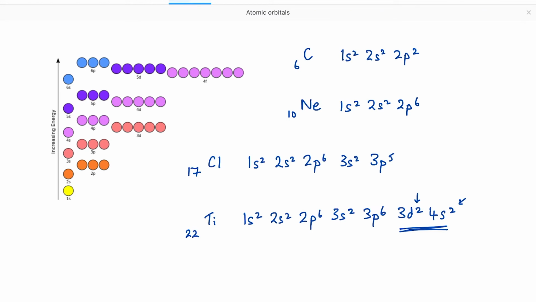Is there a quicker way of writing it? Yes, there is, luckily. What you will notice here, here's my electron configuration for neon. Chlorine, the first part of its electron configuration is the same as neon. So we can write neon, 3s2, 3p5. So on the periodic table, we're just going back to the noble gas before the element, using that in square brackets, and then the bit that's left over.